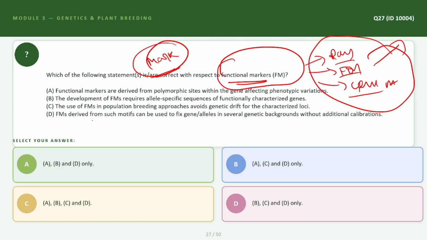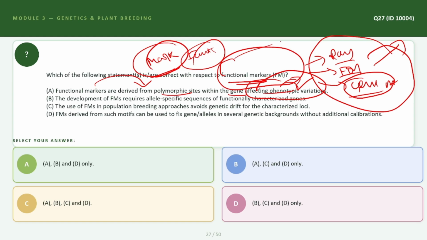Then we can see functional markers are derived from polymorphic sites within the gene affecting the phenotypic variants. Definitely, if it is not affecting the phenotypic variants, then it becomes a genetic marker. Within the gene, but not associated with any phenotypic variation. If it is associated, it will become functional. It's associated with the function. If it is not associated with the function, then definitely it will be a genotypic marker.